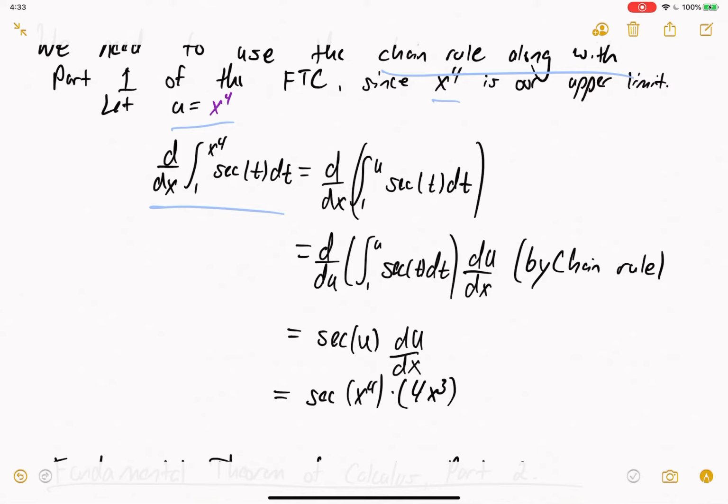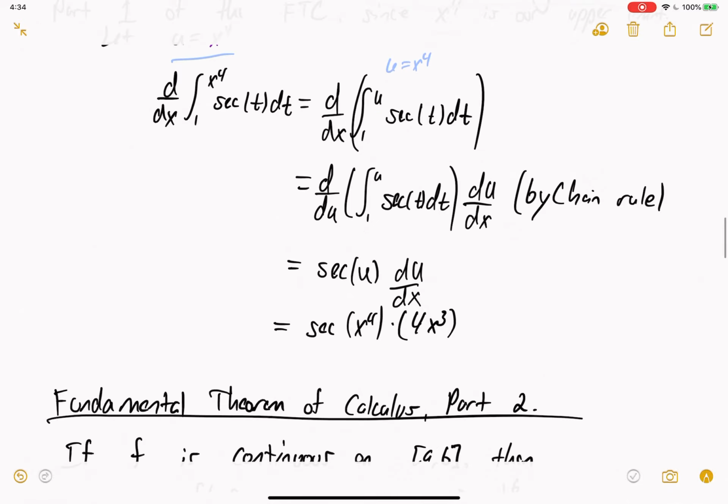So d/dx, that thing we're going to differentiate, d/dx of the integral from 1 to x to the fourth of secant of t dt, and that's a lot of words. That's going to be the same thing as d/dx of, now we're going to place u inside. Remember that u is equal to x to the fourth. And remember that when we had dy/dx, and u is equal to f of x or whatever, u is dependent on x and y is equal to something with u in it, then what we had was dy/du times du/dx.